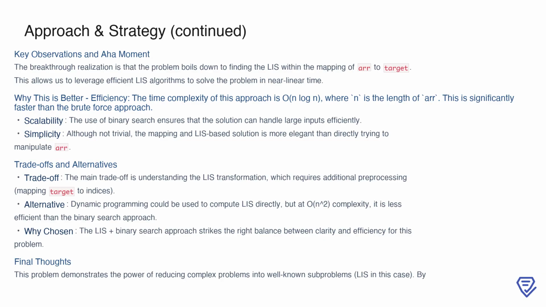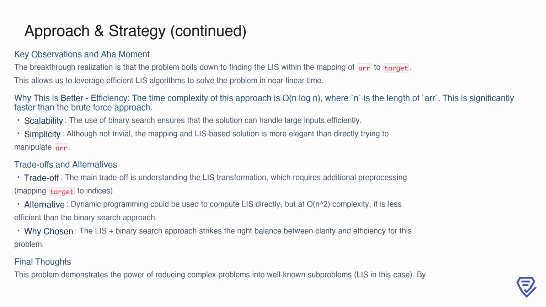However, there are trade-offs to consider. While the pre-processing step of mapping target to indices is necessary for this approach, it adds a layer of complexity compared to simpler methods. Dynamic programming could also be used to compute the LIS, but at O(n squared) complexity, it is less efficient than the binary search alternative.